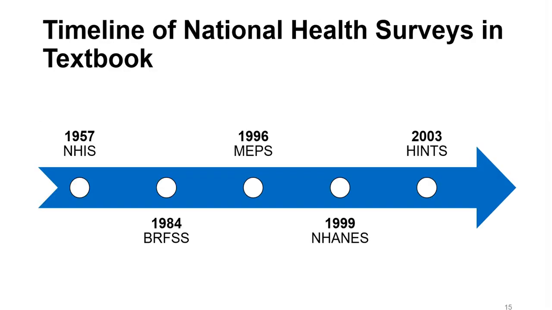Here is the timeline of the national health surveys that were covered in this textbook based on the year that they began collecting data. In 1957, we have the NHIS, in 1984, the BRFSS, in 1996, the MEPS, in 1999, the NHANES, and in 2003, the HINTS.